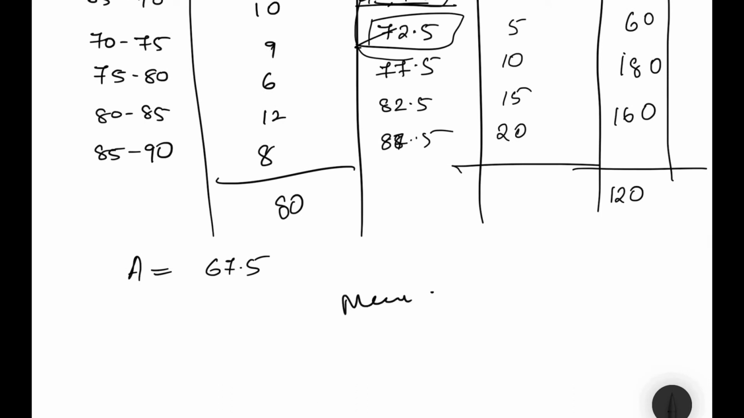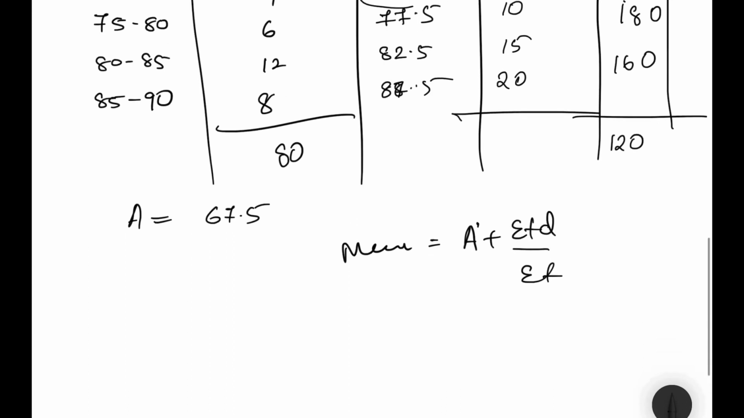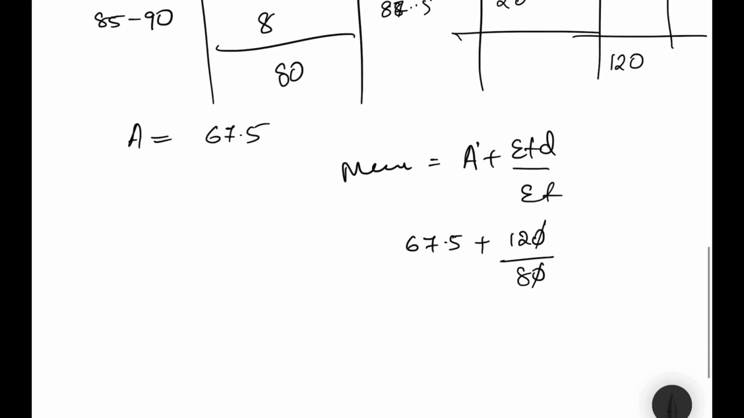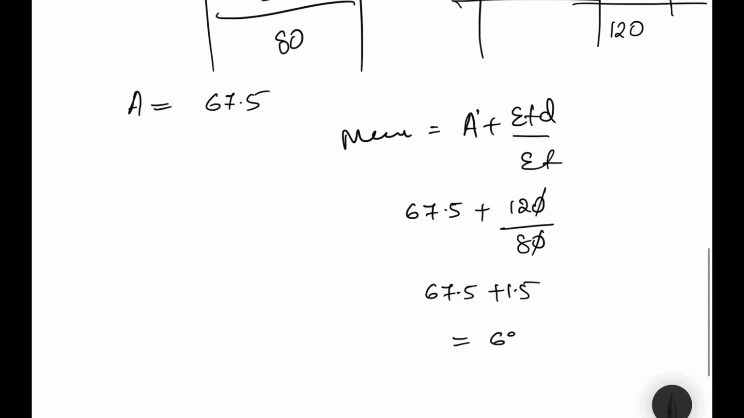So mean is equal to, what's the formula we have? For the shortcut method, that is a plus sigma fd by sigma f. A is 67.5 plus 120 by 80. So let's find what is 120 divided by 80 first. That is equal to 1.5, 12 by 8. So 67.5 plus 1.5 will give me 69. This will be my mean value using the shortcut method. Hope the shortcut method is clear to you all.